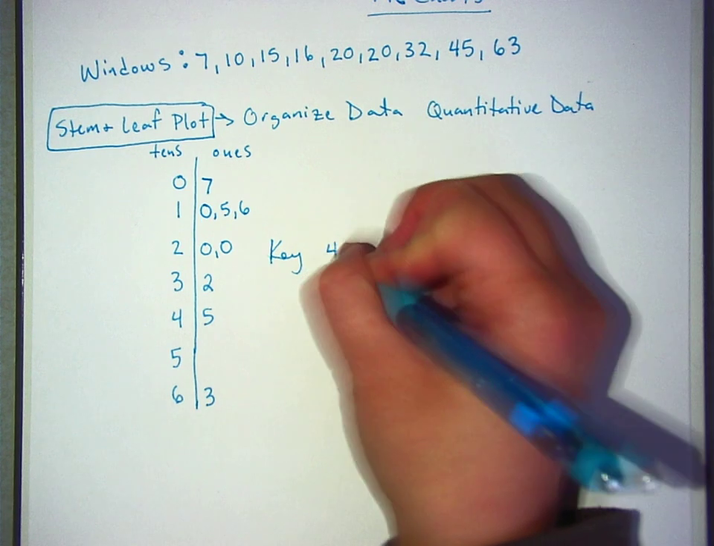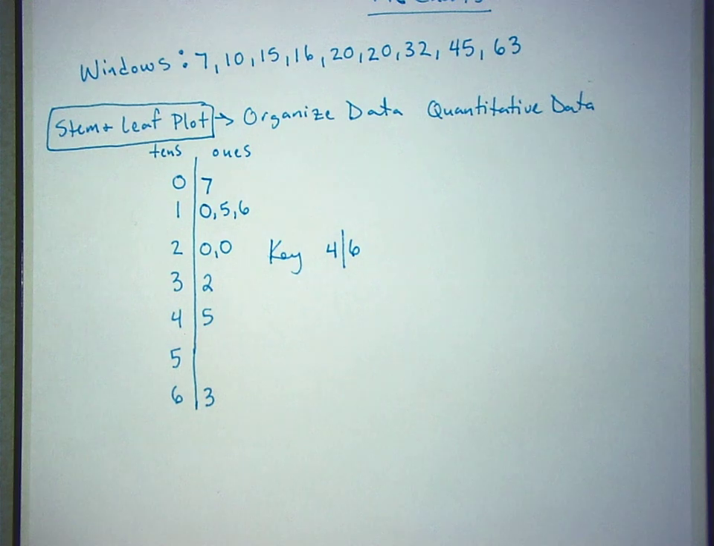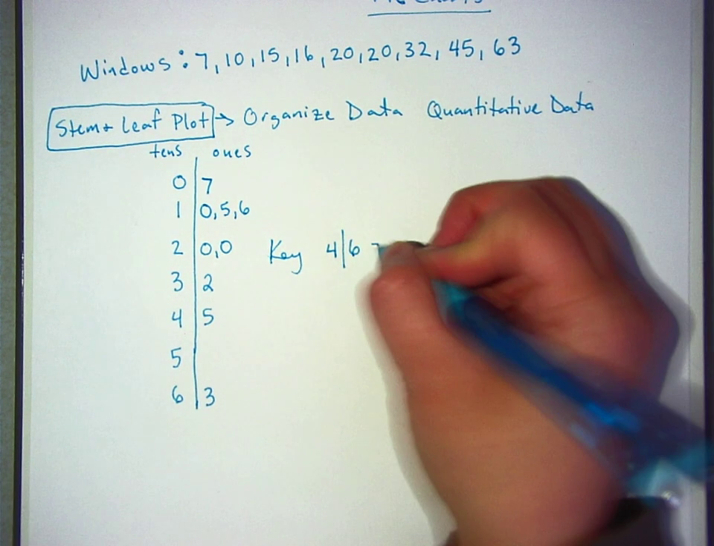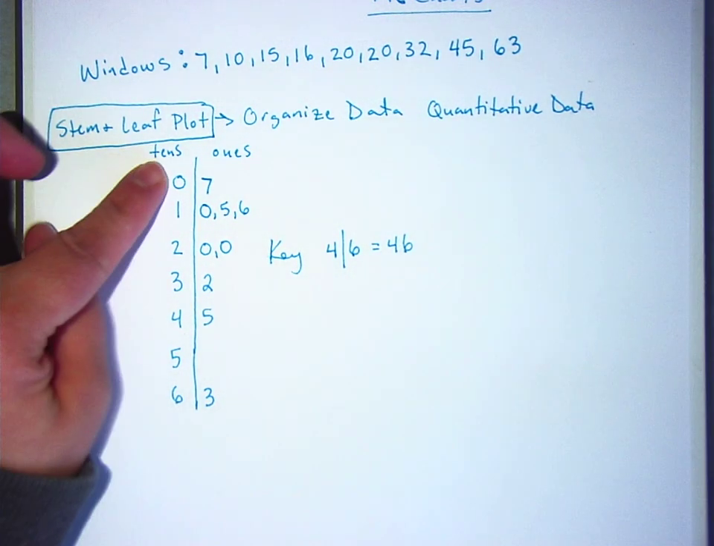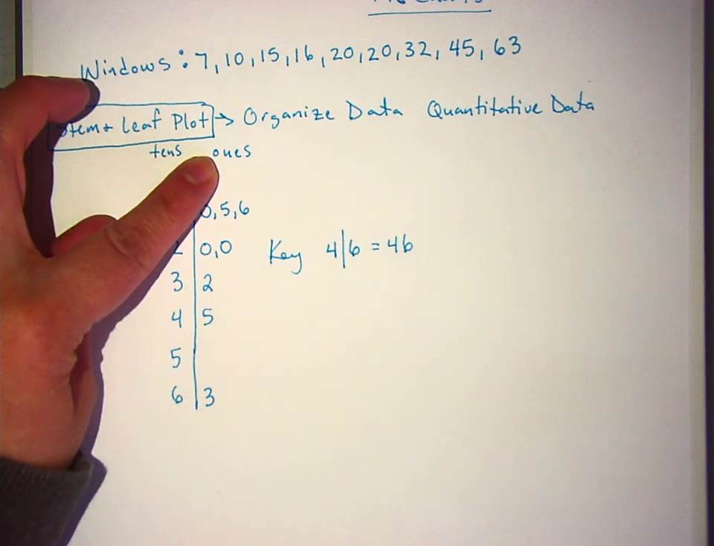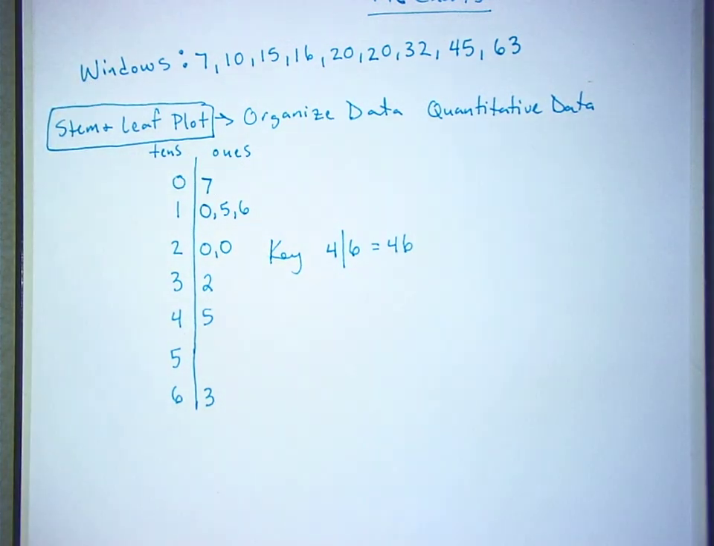You just pick a number. This doesn't have to be a number that is on the chart. And I say 4-6, that is equal to 46. So I'm just kind of explaining to somebody that if they were looking at it. And also, usually it wouldn't have the title tens or ones next to it. It would just on the key explain what your thing means.